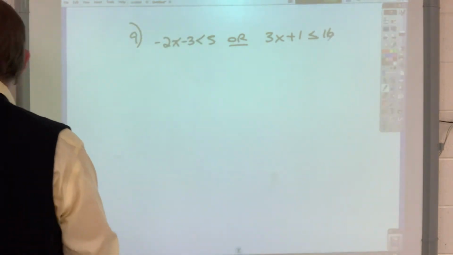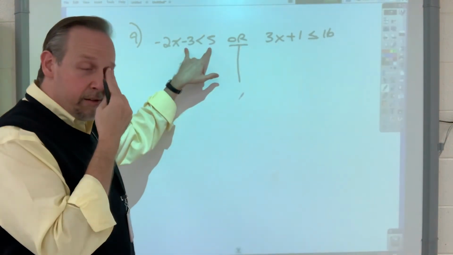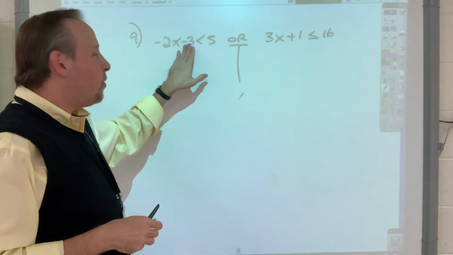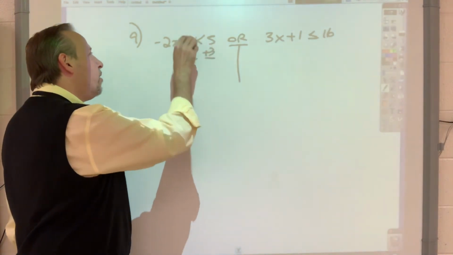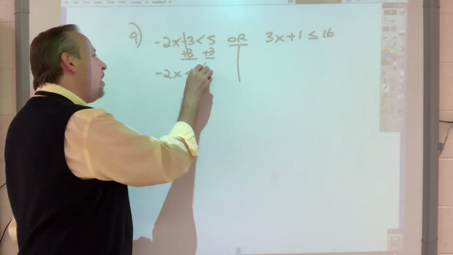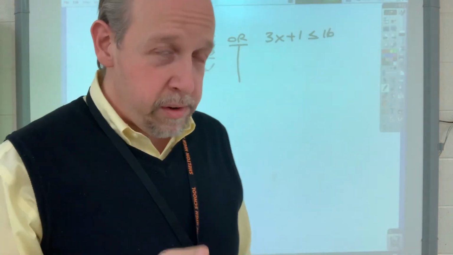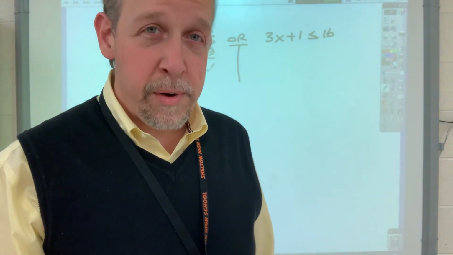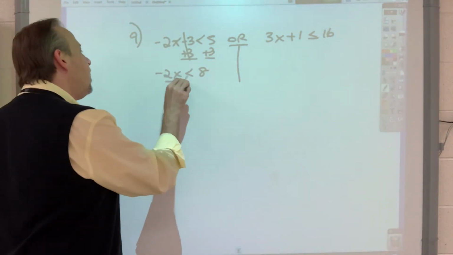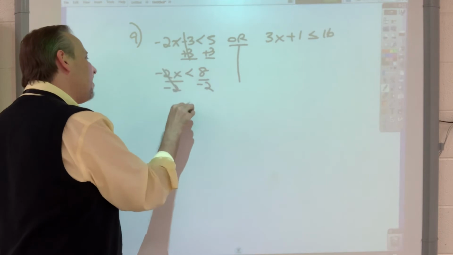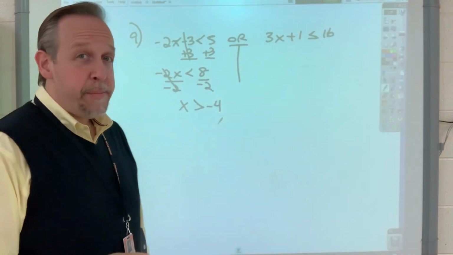All right, so we still have to solve the two problems one at a time. Over here, it says -2x minus 3, so I have to add 3 to both sides. No problems there. -2x is less than 8. I have to divide by -2. Now remember again, when you multiply or divide an inequality by a negative number, the symbol is going to reverse. So make sure you don't forget that. Dividing by -2 means I get x is greater than -4. Had to flip around because I divided by a negative.